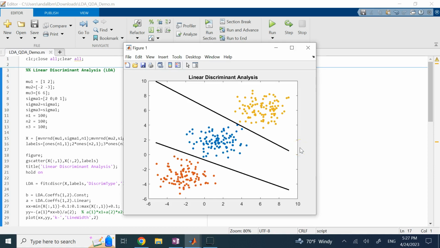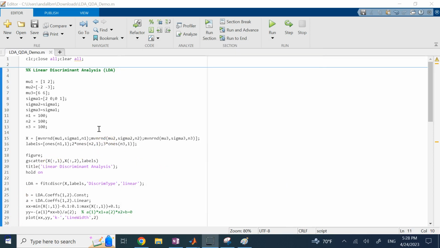Okay, so this is what you got. This is one class, this is one class, and this is one class, and these are the lines separating the classes of data. So this is my linear discriminant analysis result. Then I go ahead and I create the QDA.